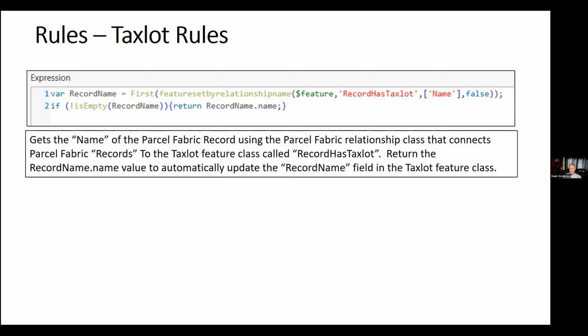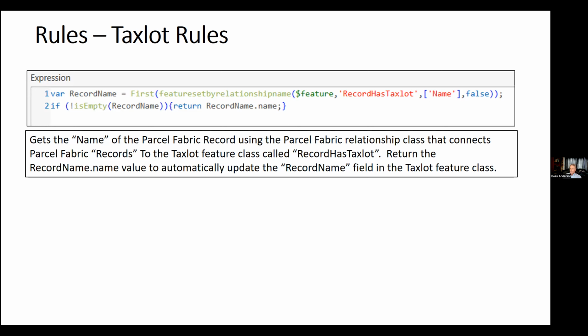So we've created a field called record name. And what I'm doing is I have a calculation rule that uses the relationship class to go grab the record name out of the record and load it back in if it's not empty. And that's just really fun. So it's just another rule.